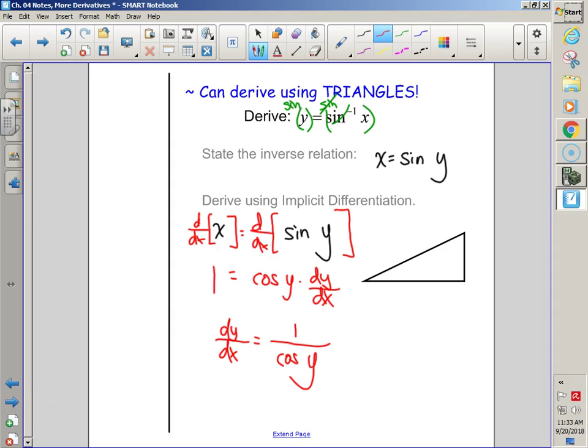Derivative of sine inverse. What's the derivative of sine inverse? 1 over the square root of u squared. But cosine. Yes, it is. This is cosine of y, not cosine of x. And guess who y is? An angle. An angle of what? A right triangle. That's where trig comes from, isn't it? Guess what x is? A ratio.